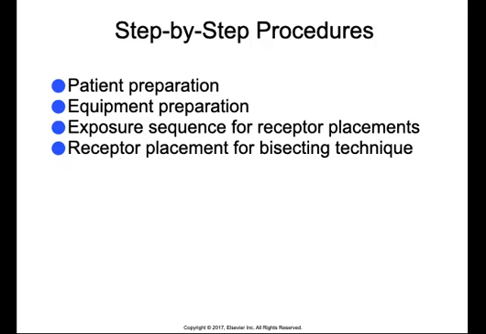And then after the patient preparation, all the equipment must be prepared. And then when using the bisecting technique, you want to use an order for the PA receptor placements and exposures, and you must follow this order. You should also have an established routine, and this will help prevent errors and help you use your time more efficiently.